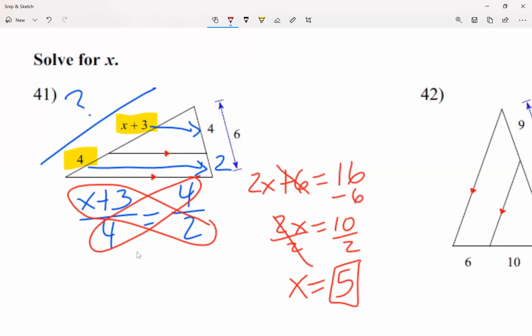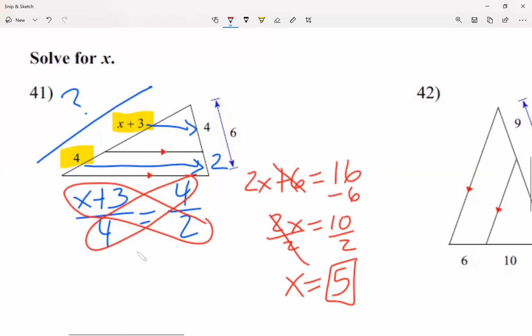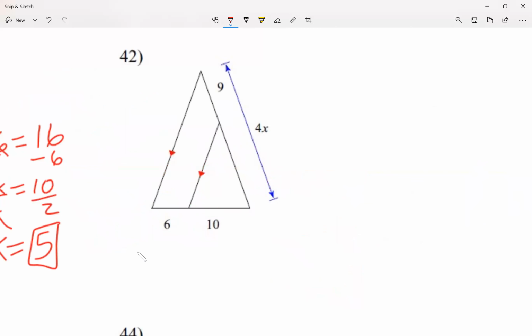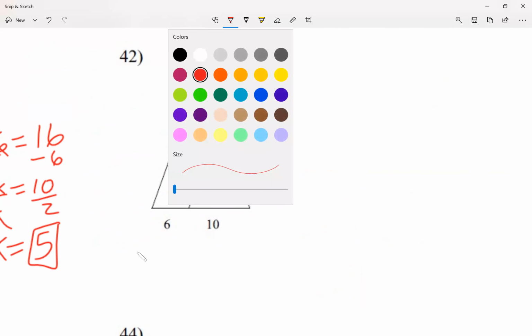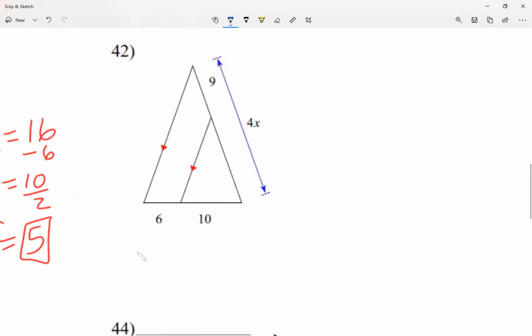Okay, sorry about that. Let's take a look at question number 42. I'm focusing on the side that is all numerical. I see a 6 and a 10. I'm going to say in this case, this whole thing is 16, right? 6 and 10 combined is 16. The whole thing is 16.